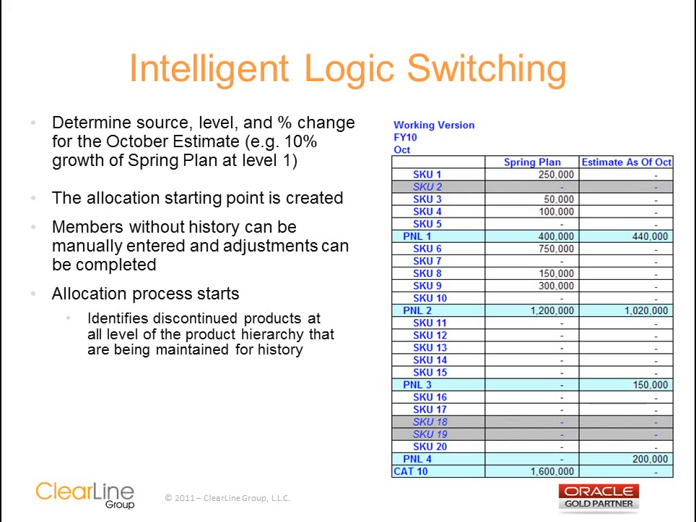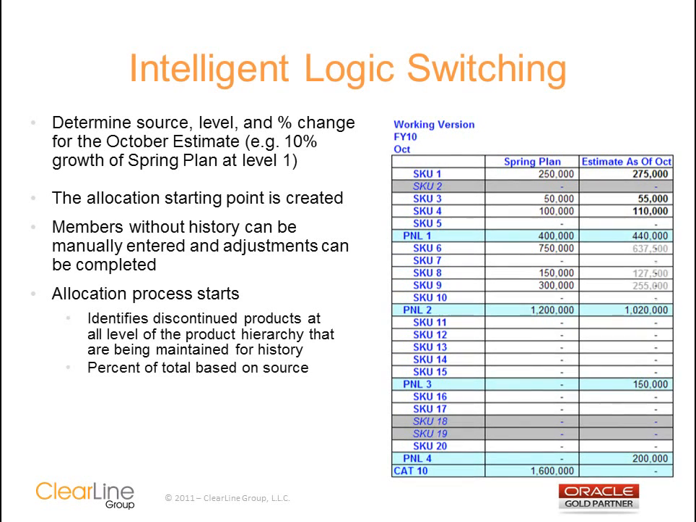The first step of this process is to identify the discontinued products so they can be ignored during the allocation. In this sample, SKUs 2, 18, and 19 are being maintained for history, but they're no longer being produced, so they should not have any data allocated to them. Now the allocation is ready to run.